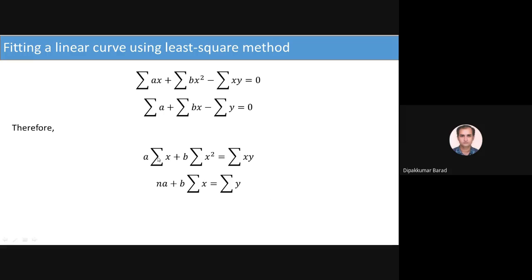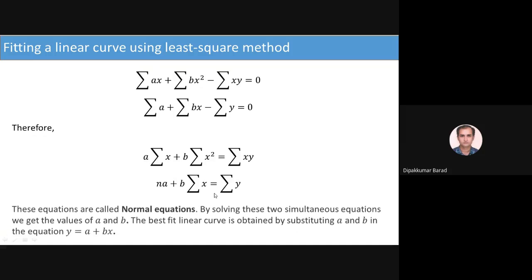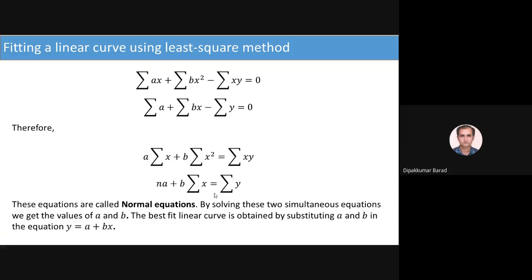We will use these equations in examples to find the best fitting linear curve. So you have to remember these two equations if you want to do the examples. If you want to apply these equations in an example, you must know both equations. So I suggest you note down this: a summation x plus b summation x squared is equal to summation xy, and the second one is n a plus b summation x is equal to summation y. These equations are called normal equations.